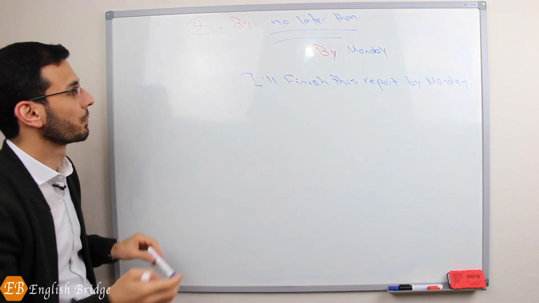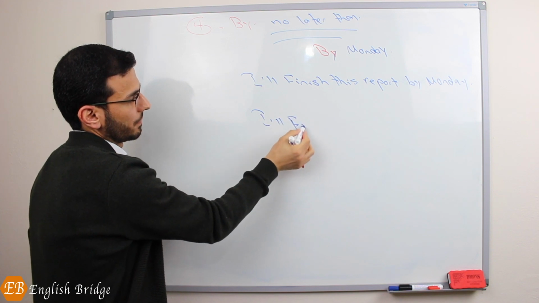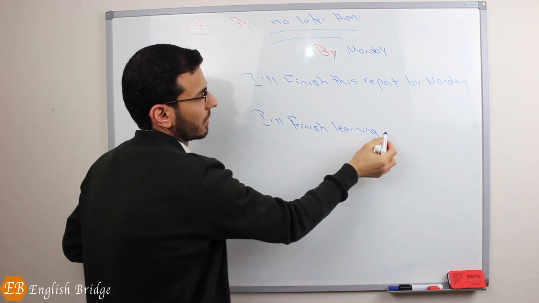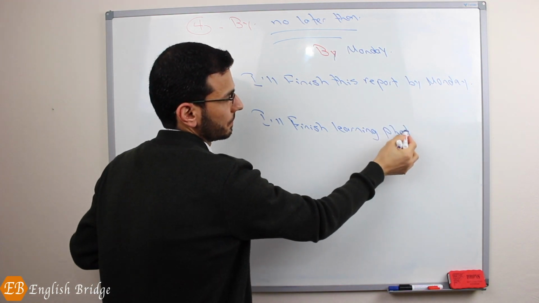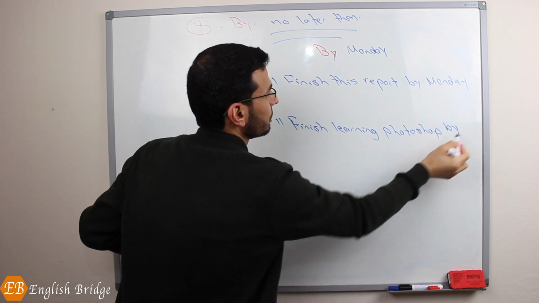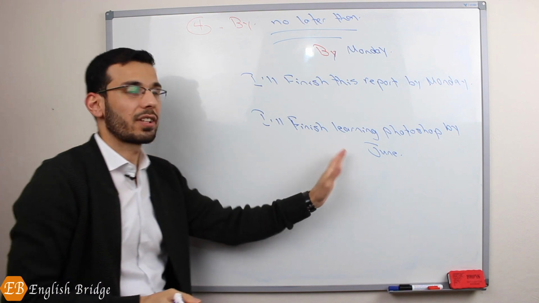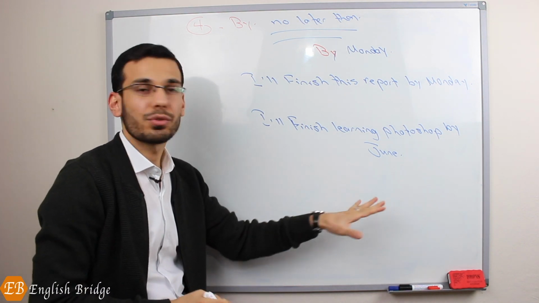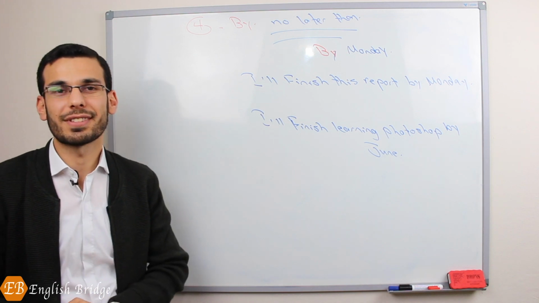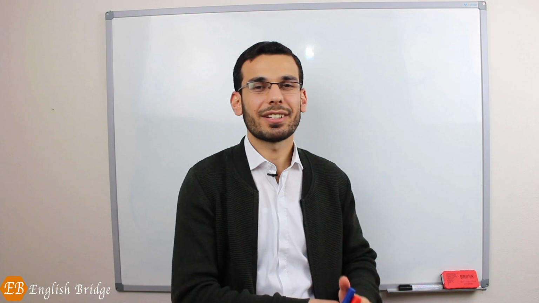Another one, it could be I'll finish learning Photoshop by June. By June. It means I will try to finish it any time before June. By June, it will be over. All right, so that's everything about these four prepositions. So that's everything about the prepositions of time, in, on, at, and by.